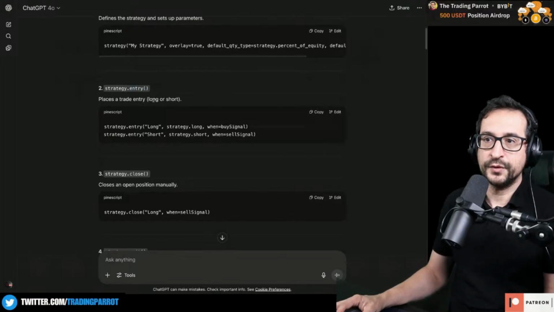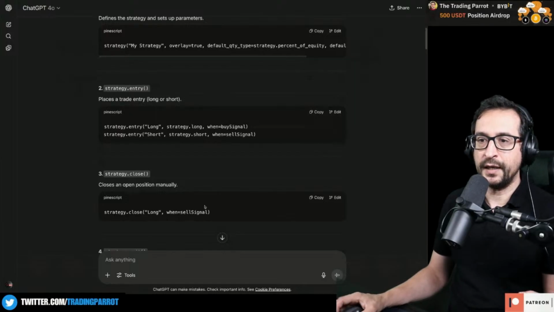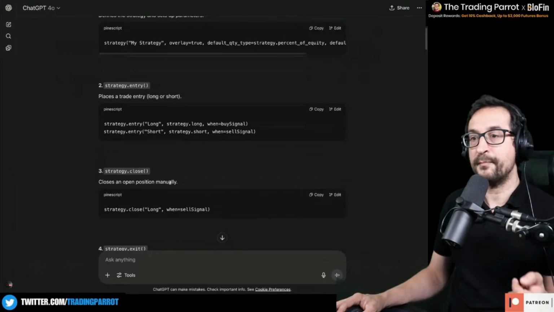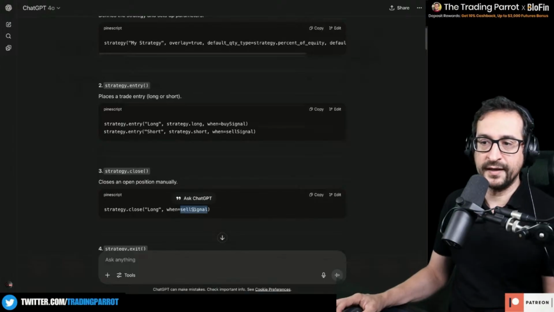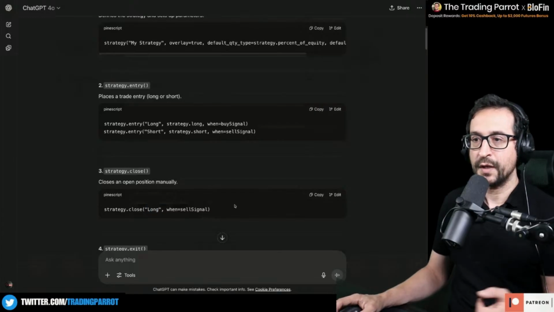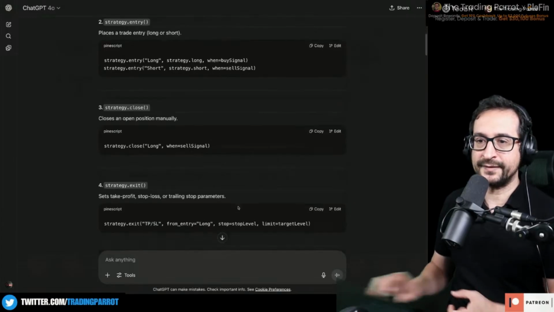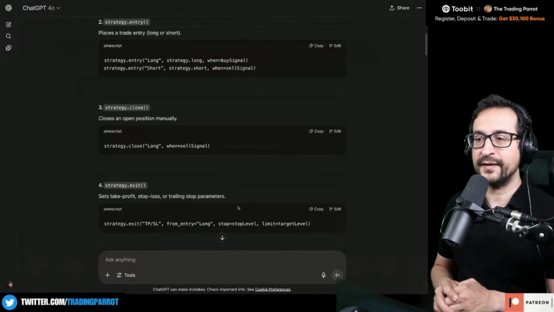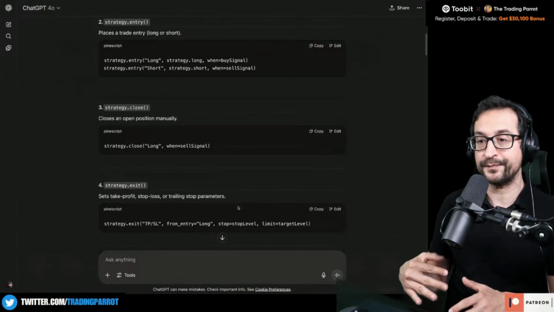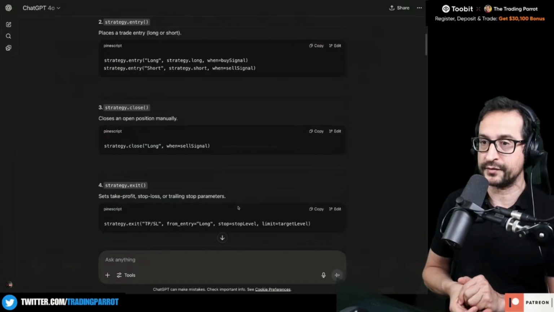Then we need as well an entry so we can start trading. We need to put a long or a short, and we're going to need the close that is going to close the position manually. Whenever we get a signal, for example, the sell signal, we can say close the long. And then we have an exit that you can place specific exit levels prior. That's with limit orders.